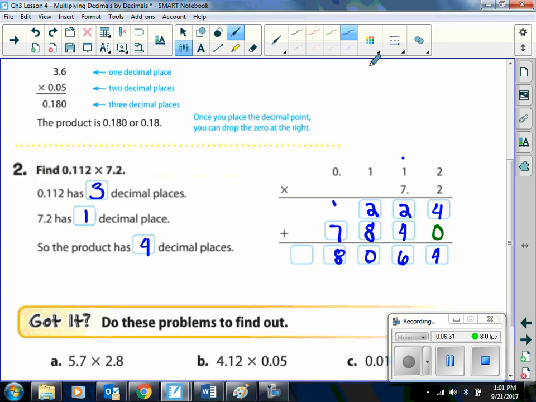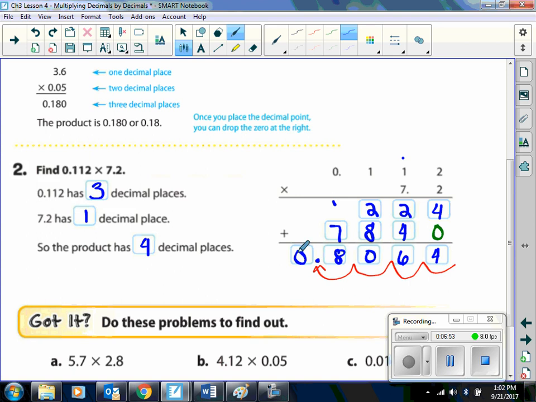So now, how many numbers do we have behind the decimal? 4. So that's 1, 2, 3, 4. So my decimal goes right there. Is everybody clear with that? And what is this box for? That's for my leading 0. Okay? That's for my leading 0.